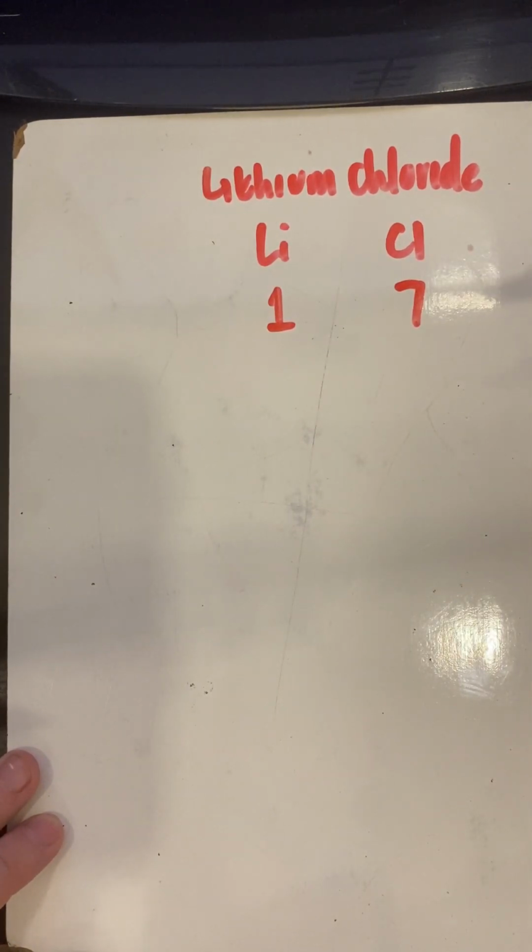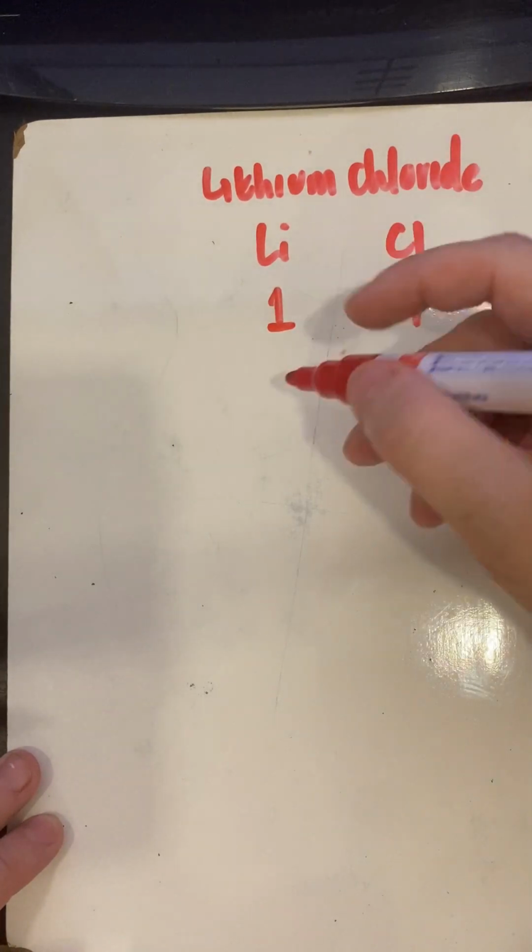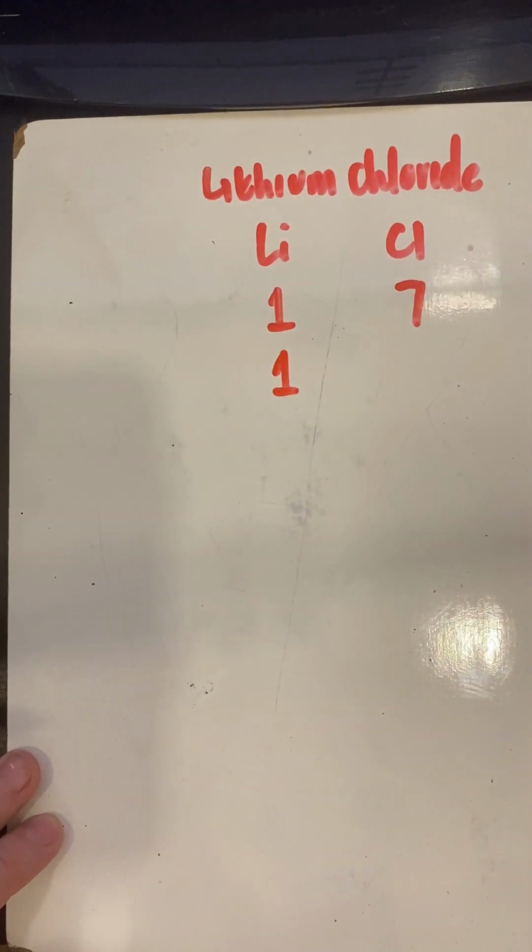From there we can work out the valency. In other words, how many electrons does it have to give away or gain in order to get a full outer shell? The valency of lithium is 1, because he has to give away 1 electron. The valency of chloride is also 1, because he needs to gain an extra 1.